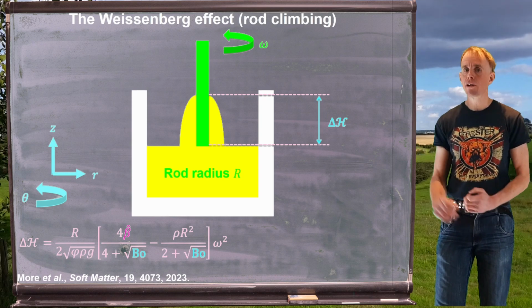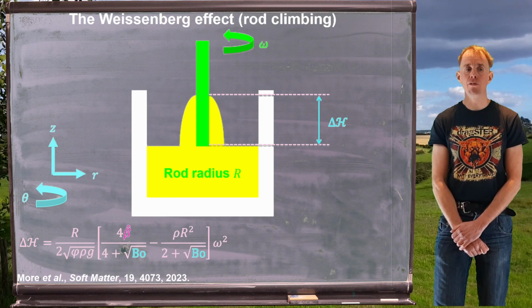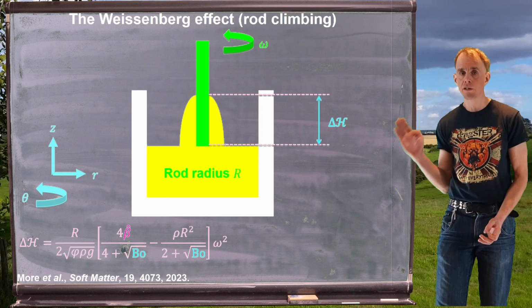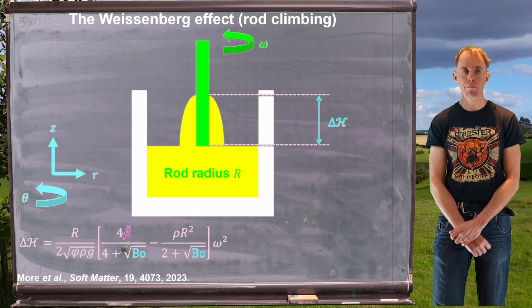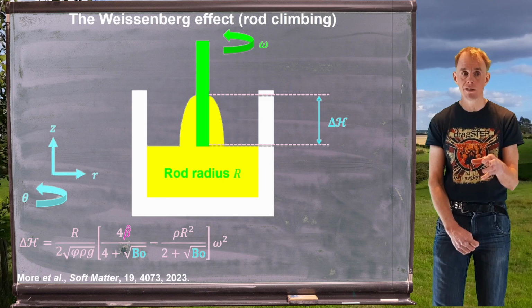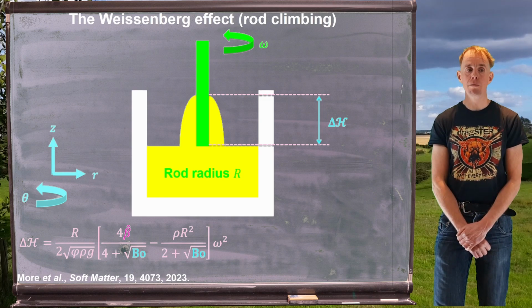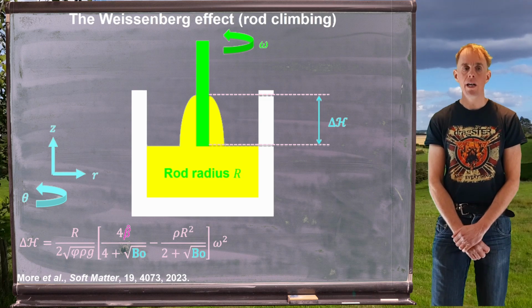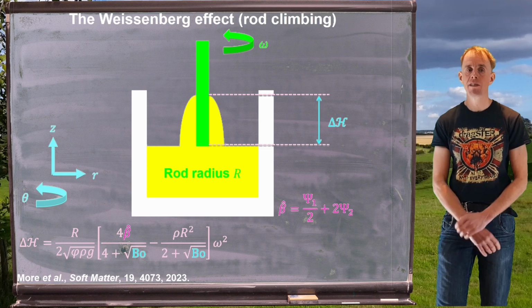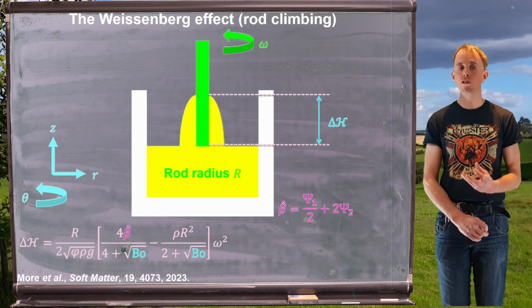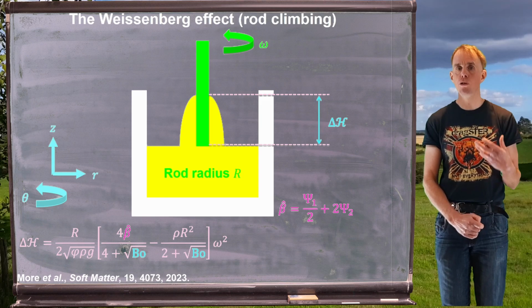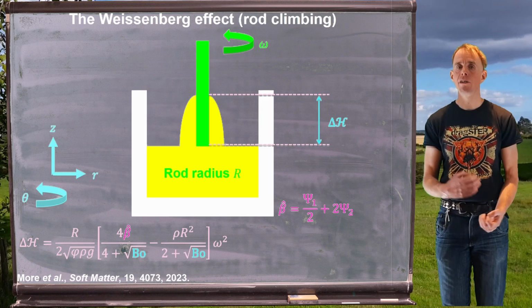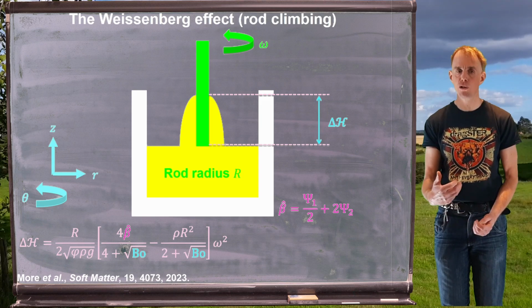The expression that they found for the rod climbing height involves a few key parameters, and I've highlighted two key parameters there on the blackboard. There's this lumped group of terms beta, and there's a non-dimensional group, the bond number. Now, if we look at this lumped group of terms beta hat first, we'll see that it is a combination of my first normal stress coefficient psi1, my second normal stress coefficient psi2.